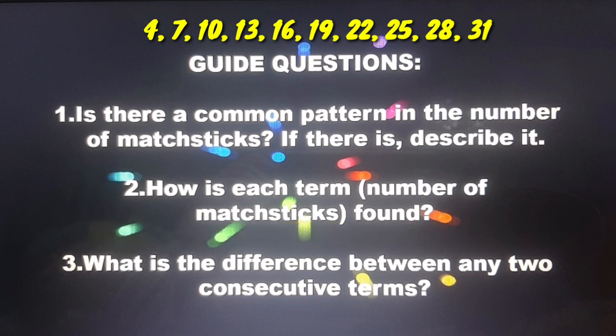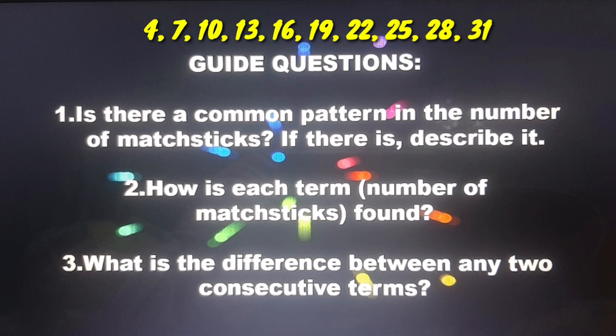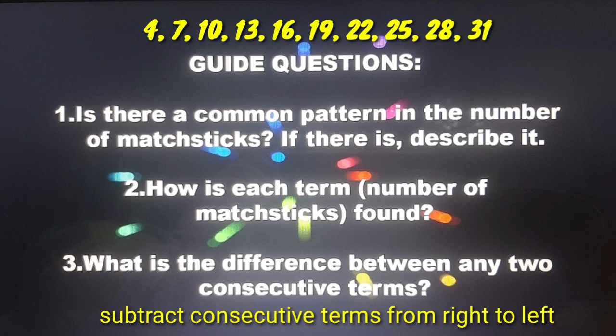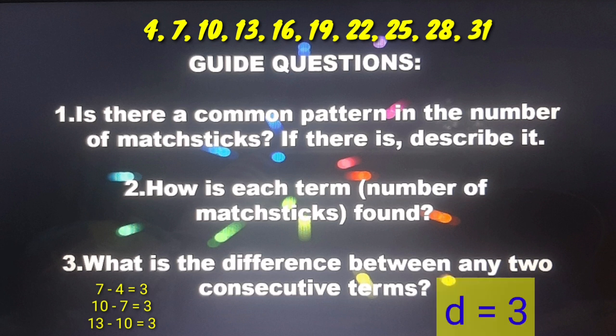And for number 3, what is the difference between any two consecutive terms? When we say difference, class, take note, we're going to use subtraction as our operation and subtract terms from right to left. Let's start with 7 minus 4, you're going to get 3. 10 minus 7, still 3. And 13 minus 10, still 3. Therefore, the difference between any two consecutive terms is equal to 3. Questions? Did you get the same answers?